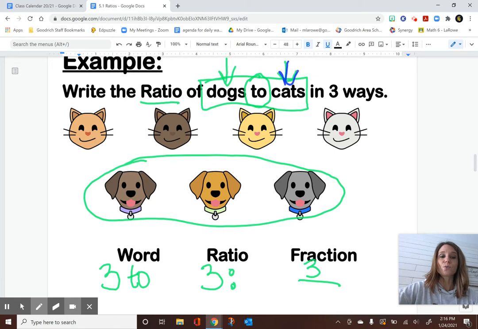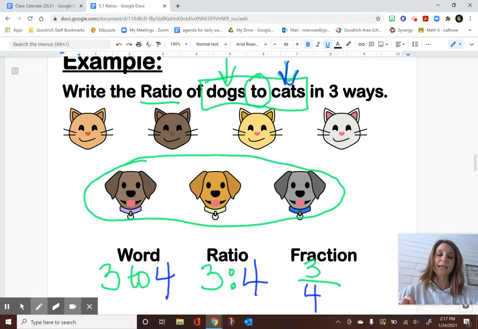Since there's 1, 2, 3, 4 cats, 4 represents the cats in each form. They all say 3 to 4: 3 dogs to every 4 cats. Although it looks like a fraction, this is not 3/4 of a cat or 3/4 of a dog. That's kind of disgusting, isn't it?